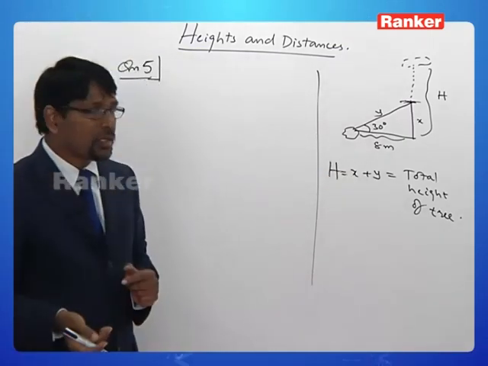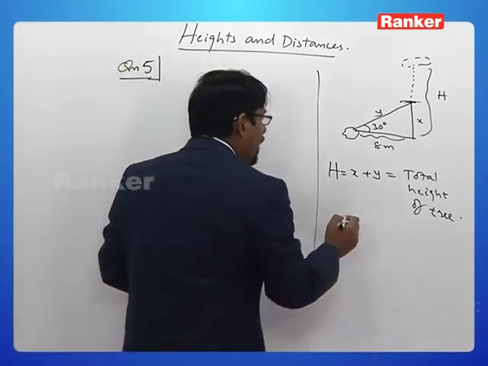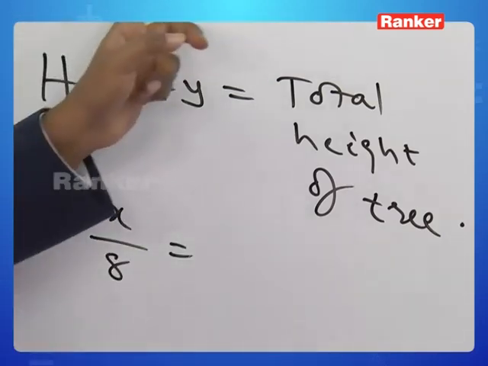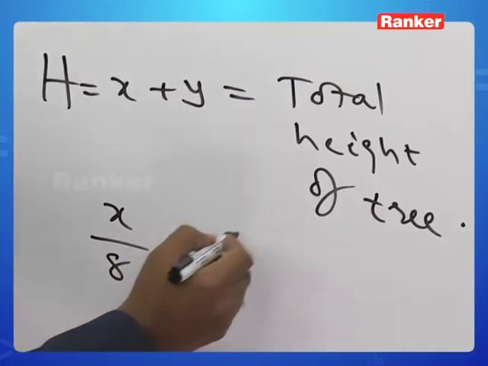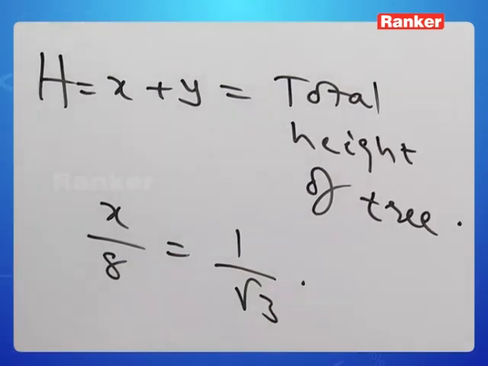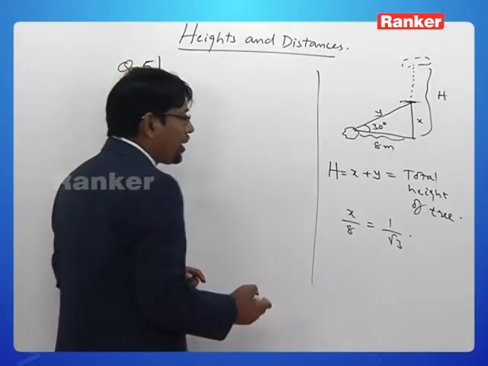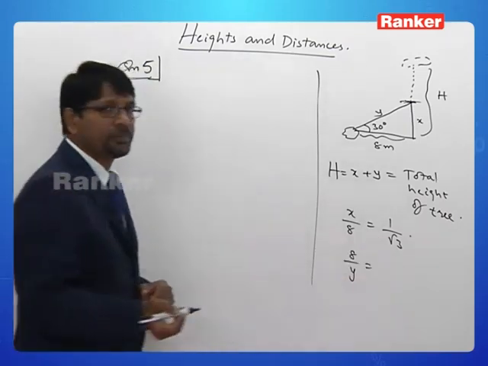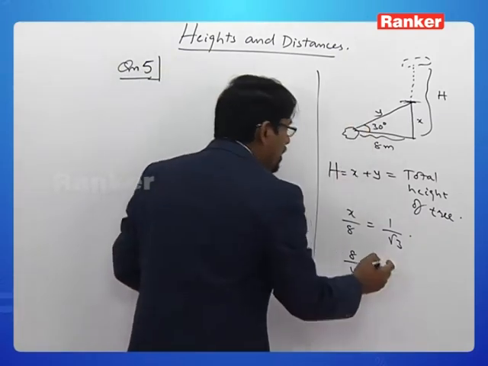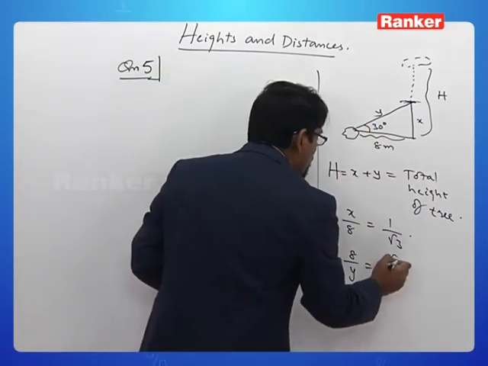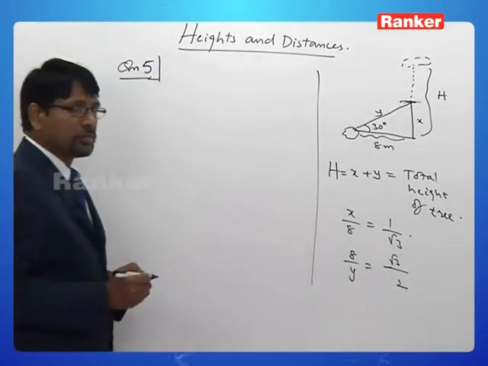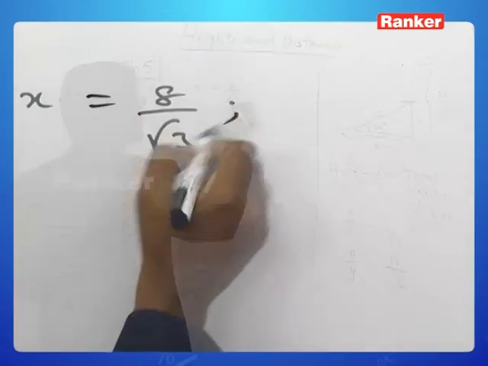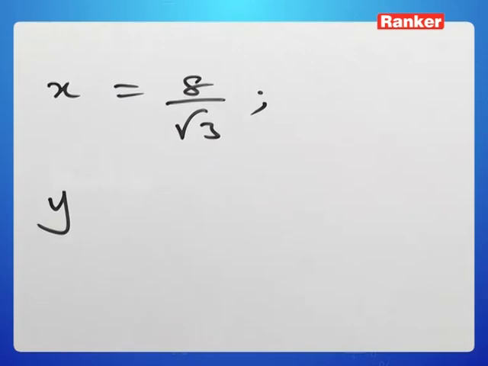So I just need to find out x and y. Here x by 8 is equal to opposite by adjacent, and that makes it tan 30, that is 1 by root 3. And what else? 8 by y is equal to adjacent by hypotenuse, and that will be cos 30. Cos 30 is root 3 by 2. So what we want is x plus y. What is x? 8 by root 3. And what about y? 16 by root 3.